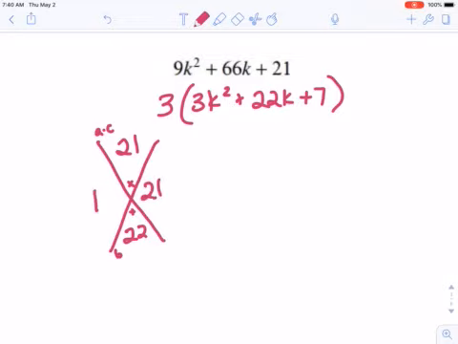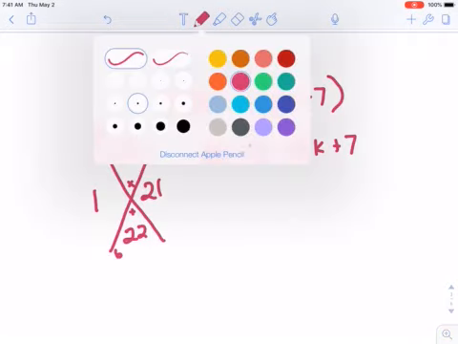So then I use those to split apart that middle term. I'm going to still write 3k squared, but instead of 22k, I'm going to write plus 1k and plus 21k. Then I continue with writing plus 7. So I haven't changed the value of this expression. I've just reworded it of sorts. I've changed the way it's written so that now I can group it.